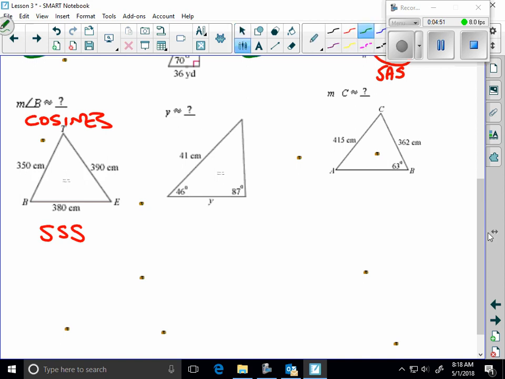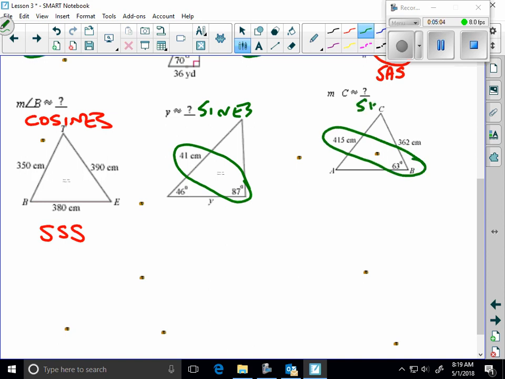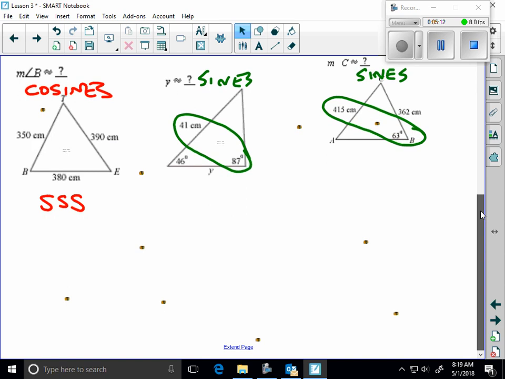Here I have a side angle pair. That'd be law of sines. And the last one would be law of sines as well, side angle pair. Should we set up one of these last three? Okay, let's do this one over here first.